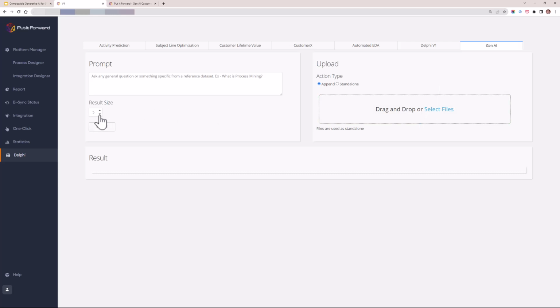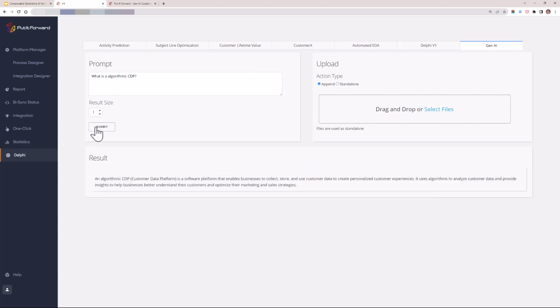Now, we're going to ask a quick question to it. We're going to isolate it down to just a single sentence or a paragraph as a response to make it easier. What is an algorithmic CDP or customer data platform? Now, this should give us summary information from a number of different documents that are inside of a repository around customer data platforms and algorithms, et cetera.